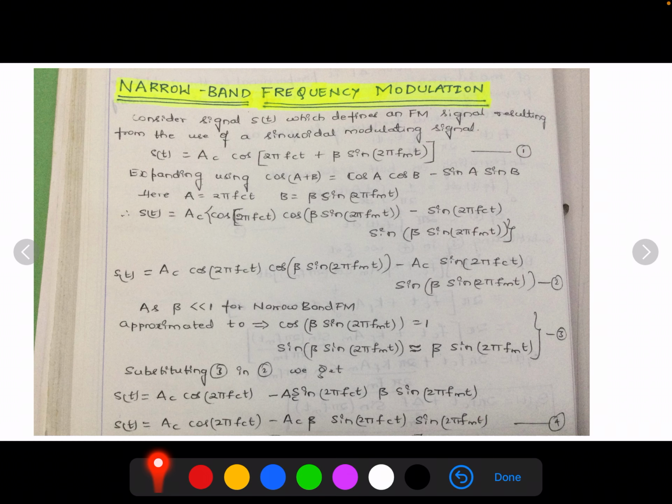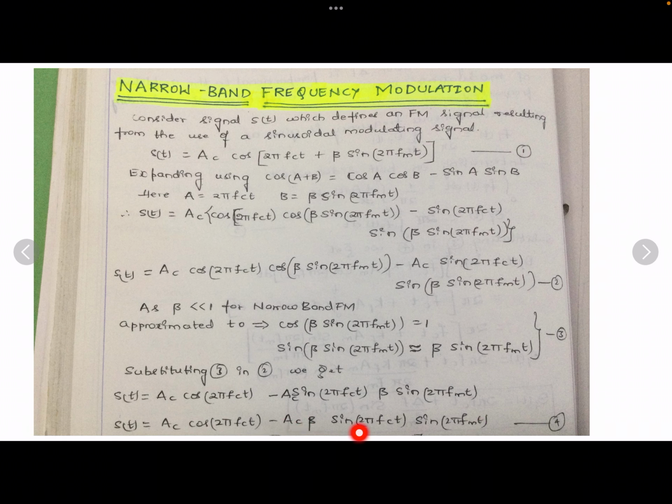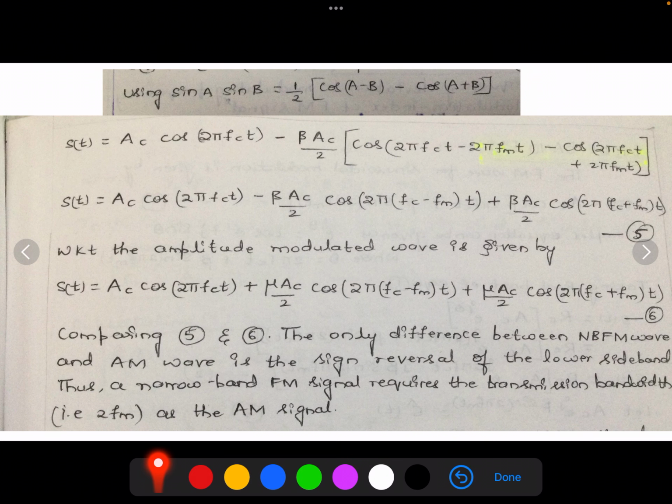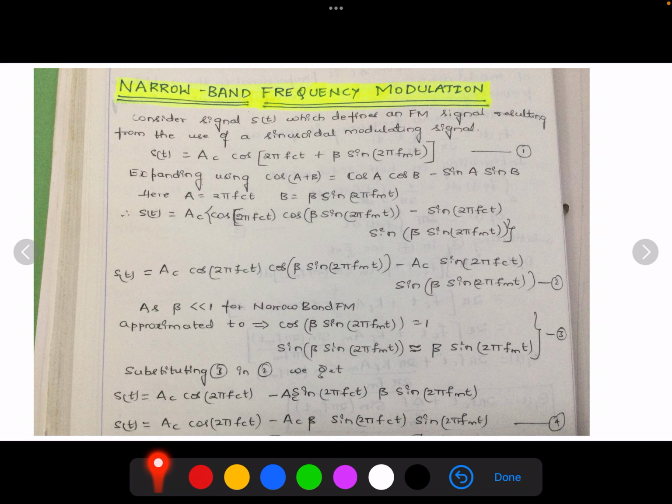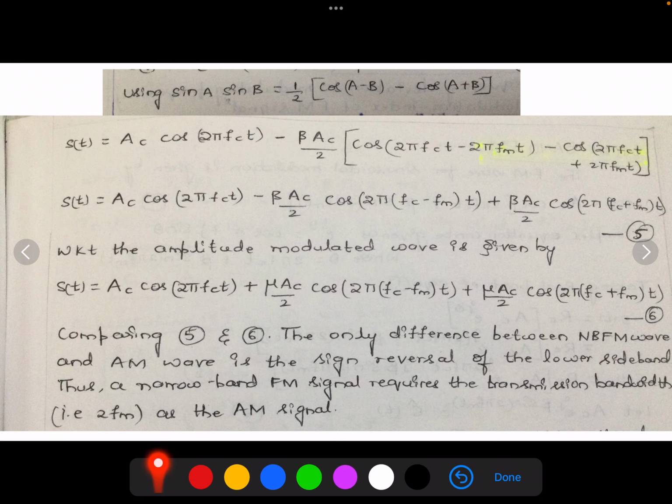Now we will just rearrange the terms. s of t is equal to AC into cos of 2 pi fct minus AC beta into sine of 2 pi fct into sine of 2 pi fm into t. Now if you observe the equation, it is similar to sin A sin B, so we will expand this term. What is sin A sin B? Sin A sin B is equal to 1 by 2 into cos of A minus B minus cos of A plus B. So using this relation, we can write s of t is equal to AC into cos of 2 pi fct minus beta into AC by 2 times cos of 2 pi fct minus 2 pi fm into t minus cos of 2 pi fct plus 2 pi fm into t.